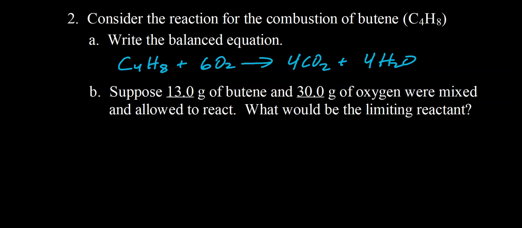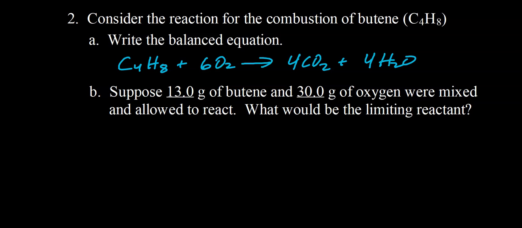Here's the question. Suppose 13.0 grams of butene and 30.0 grams of oxygen were mixed and allowed to react. What would be the limiting reactant? Be careful here. Sometimes students will just look at which reactant is present in a smaller quantity. We don't do that because, again, we want to look at moles. And even the substance in the smallest quantity in moles isn't necessarily our limiting reactant, because we also have to look at the ratio in which they react.